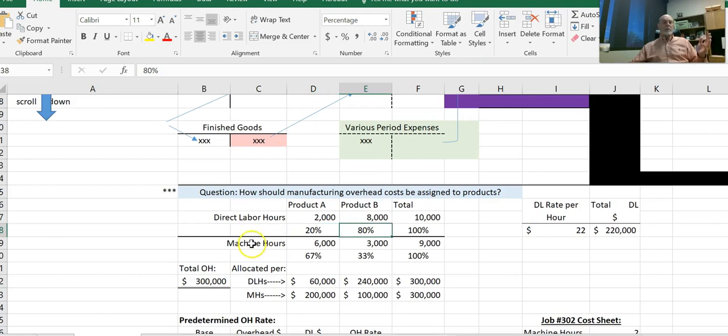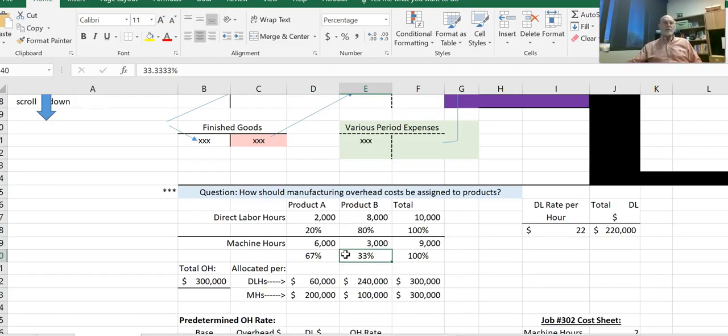On the other hand, we could assign our production cost based on machine hours. So maybe product A is more automated. It took less labor but more machine hours. So let's say we had 6,000 machine hours on product A, 3,000 on product B. So 2/3 of the machine hours were used for product A. So maybe it would get 2/3 of the overhead cost, the other third going to product B. So we need to pick a way to allocate cost to our product.